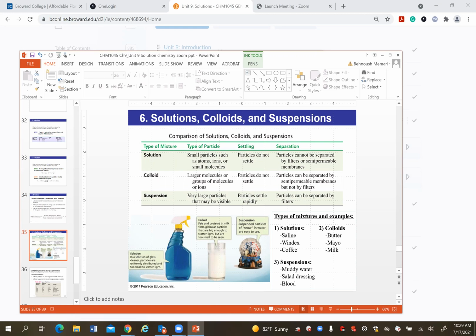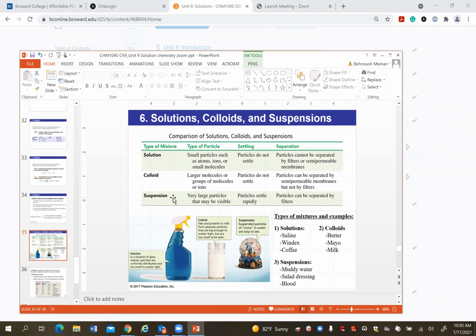Okay, one definitions that we have for the colloids, the difference between the colloids and the solution. In the solution, particles are very small, they never settle down. You have a solution of salt water, it would stay as in solution like for days, it doesn't settle down. And then the colloids, the molecules are larger, or they are a group of molecules or ions. The particles do not settle down, but they are kind of moving around.